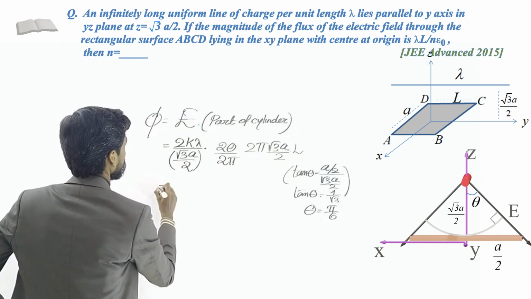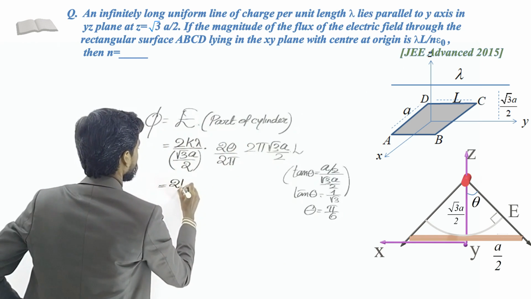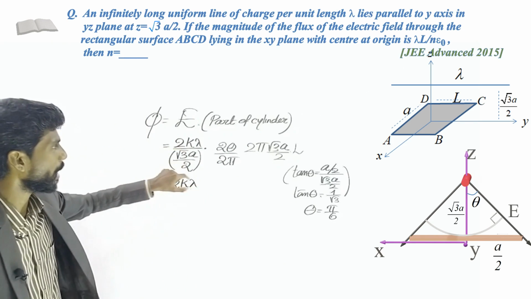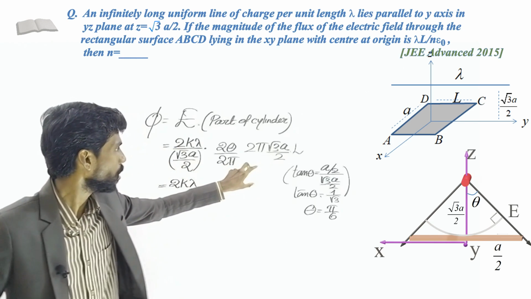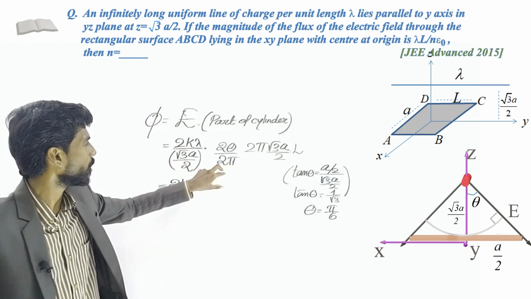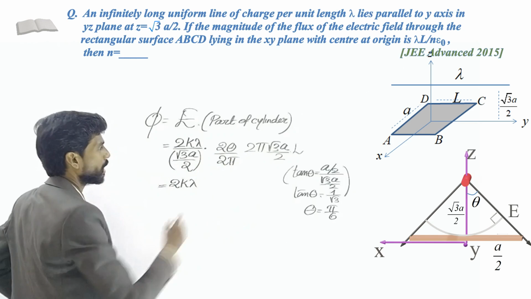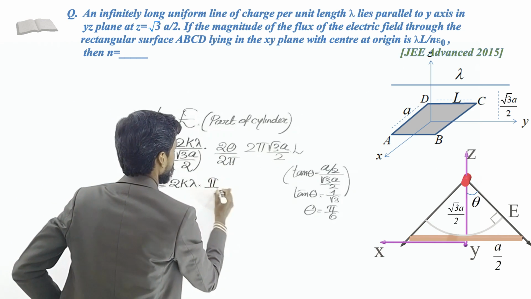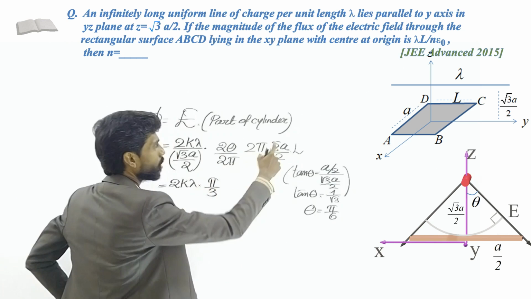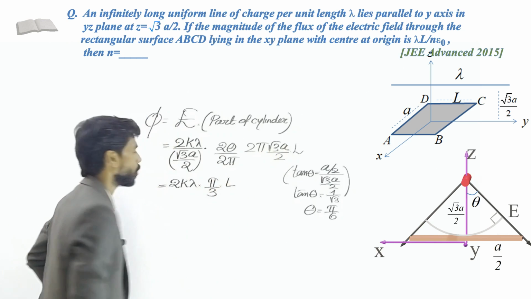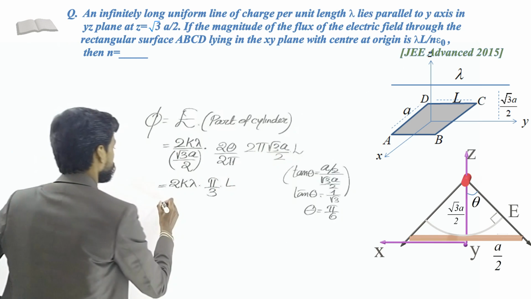So what do you get? 2k lambda, and this is root 3a by 2, so that gets cancelled. 2 pi cancels with this, and 2 theta, where theta is pi by 6, will become pi by 3. So this 2 pi gets cancelled, root 3a by 2 cancels, and this is L. You understand? So that's it.